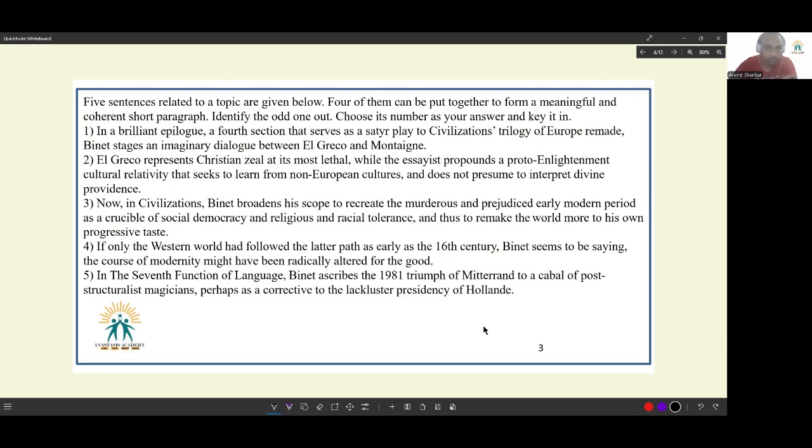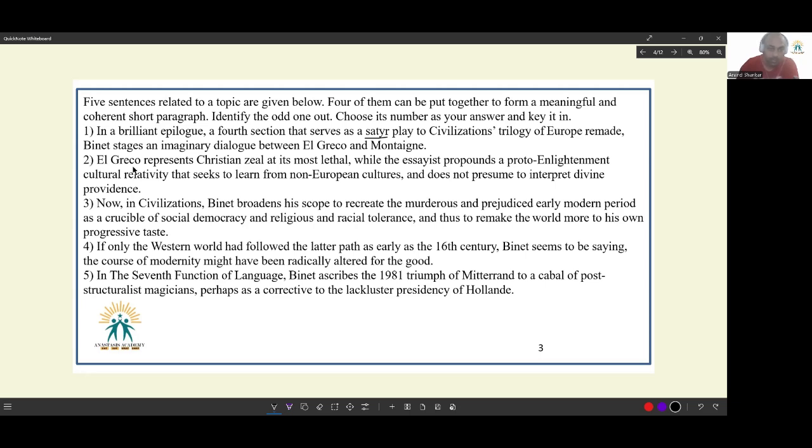Next. In a brilliant epilogue, a 4th section that served as a satyr play to civilization's trilogy of Europe remade, Binet stages an imaginary dialogue between El Greco and Montaigne. Fourth section that serves as a satyr play. Satyr, I don't know the precise meaning of the word satyr. I just know Percy Jackson, where he had a satyr with him who was half goat.